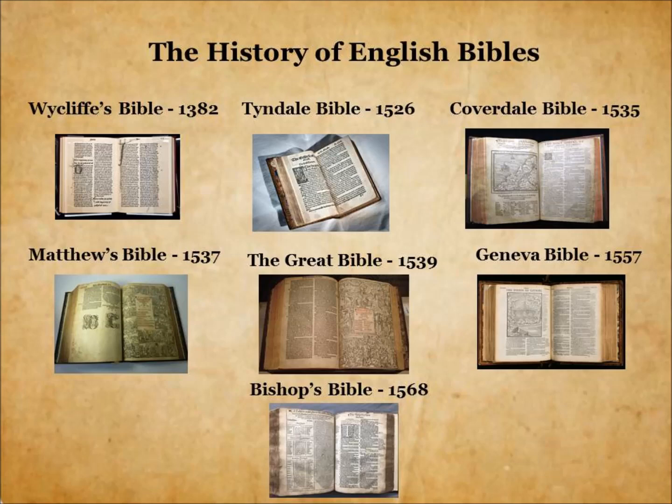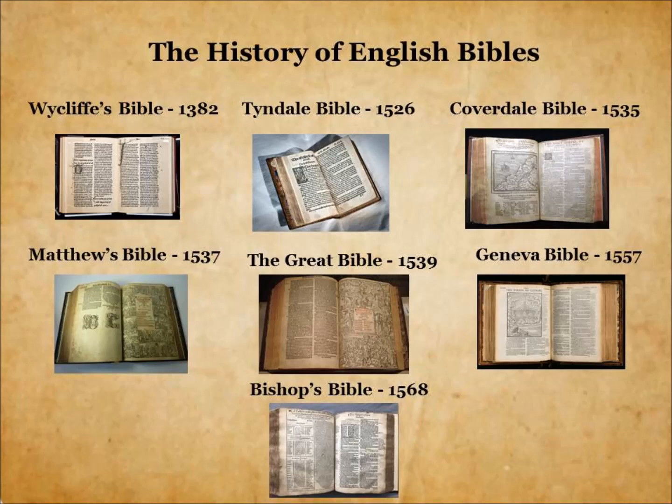After that, you have the Matthews Bible. This Bible was done by John Rogers, who was a close associate with William Tyndale while he was alive. John Rogers was actually the first Marian martyr in England, but he was able to get his Bible published. And then you have the first authorized Bible, the Great Bible, in 1539. And this is notable because this was authorized by the Crown.